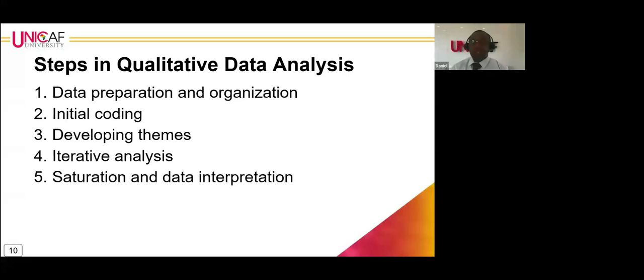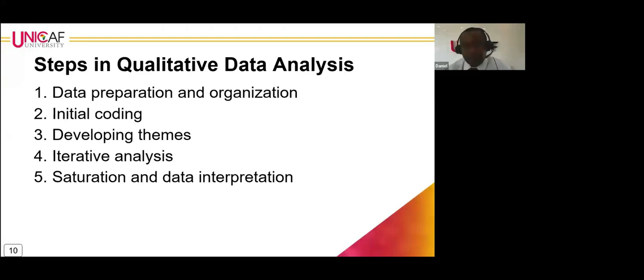The fifth one, saturation and data interpretation. In Dr. Rajan's presentation, it was explained that you reach data saturation if, as you collect data, you do not seem to collect any other new data but the same data, and you have reached a point where you'd say, I think this is the number of respondents that we targeted to reach, and these are the responses that we seem to be getting, seemingly that seem to be falling in the same categories.